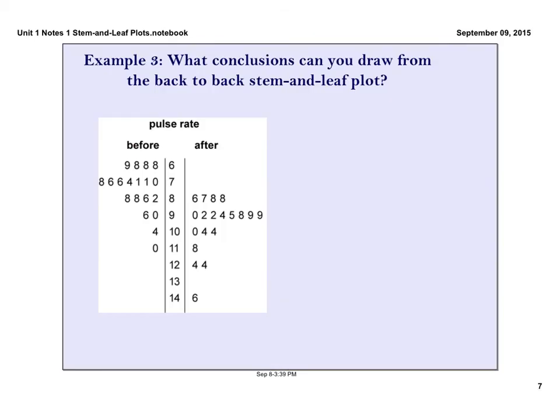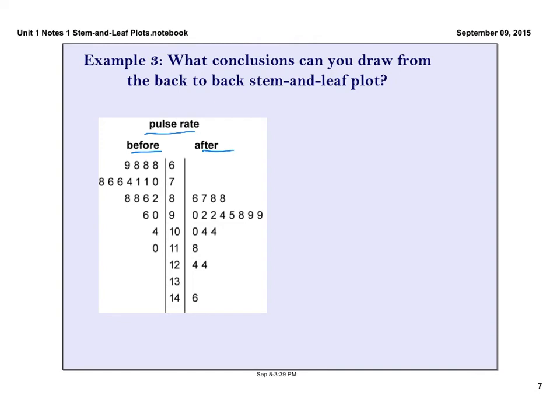Practice making one of those bad boys. Okay, so we're going to just read this one here. In example 3, it says, what conclusions can you draw from the back-to-back stem and leaf plot? This back-to-back stem and leaf plot shows the pulse rate before and after. It doesn't say before and after what, doesn't say what's happening, and you are supposed to gather some information between the 2. This is a comparison type model. We're able to compare these 2 data sets because we're looking at them on the same plot.